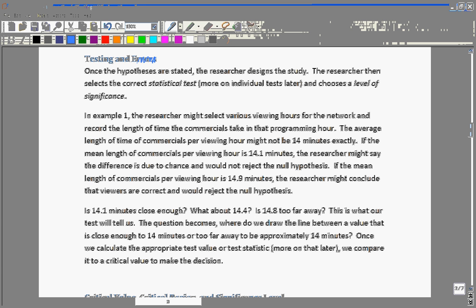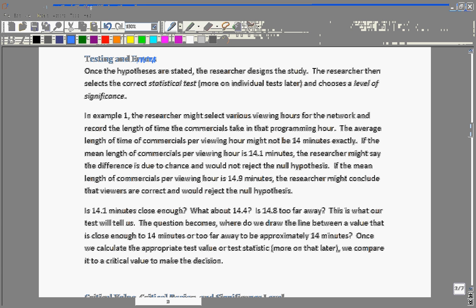Okay, back in example 1, the researcher might select various viewing hours for the network and record the length of time the commercials take in that programming hour. So maybe we'll take some hours from prime time, maybe some hours from daytime, from morning, make sure we include weekends and weekdays, and among all those various programming hours, we would record the length of time that commercials take up in a single hour.